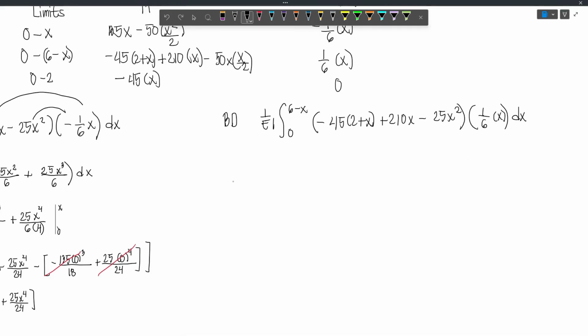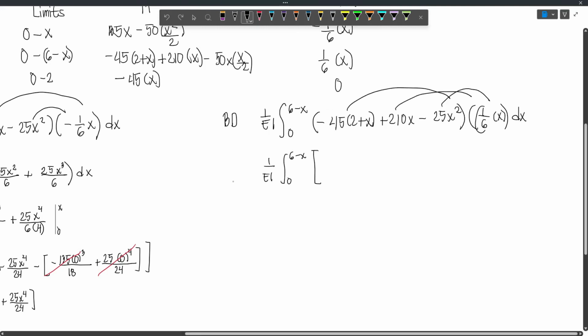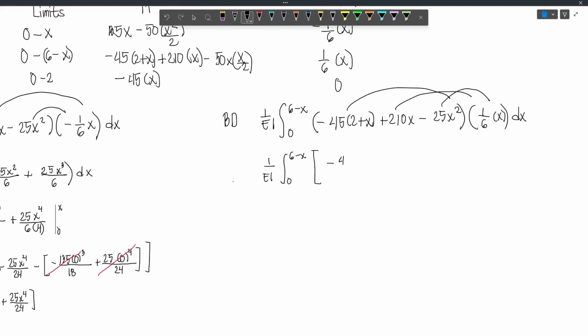First, expand tayo. Magiging 1 over EI, integral from 0 to 6 minus x. And then distribute natin yan, isa-isa. Negative 45 times 1 over 6, magiging negative 45 over 6. And then, let's multiply these expressions. 2 plus x times x.